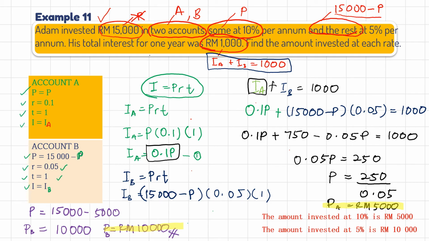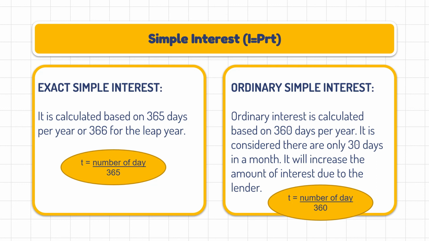Let's do a short comment about the answer, where we can write that the amount invested at 10% is 5,000 ringgit and the amount invested at 5% is 10,000 ringgit. So this will be the final answer for this example, where we need to do a short comment about the answer.